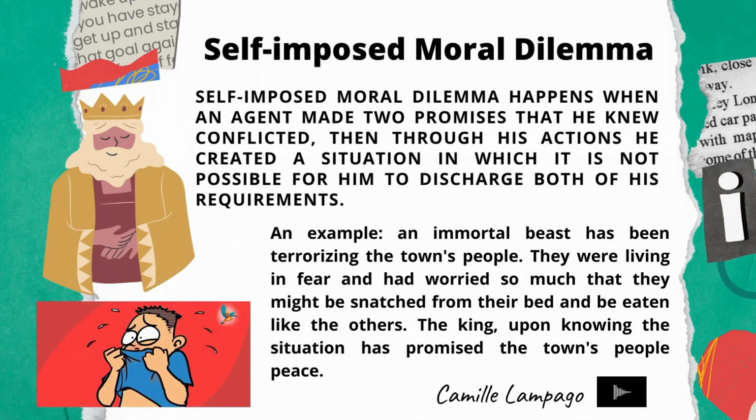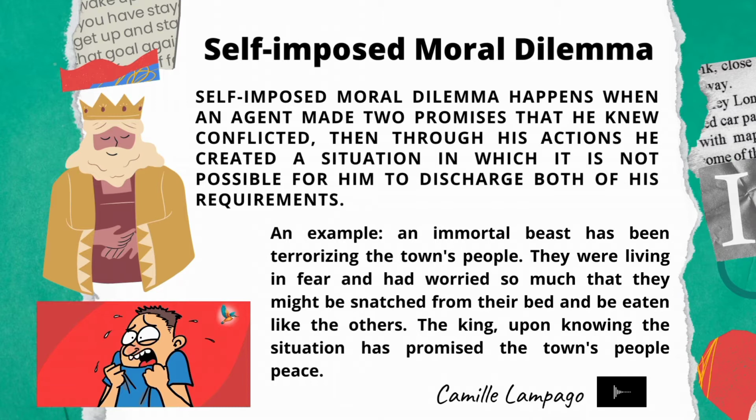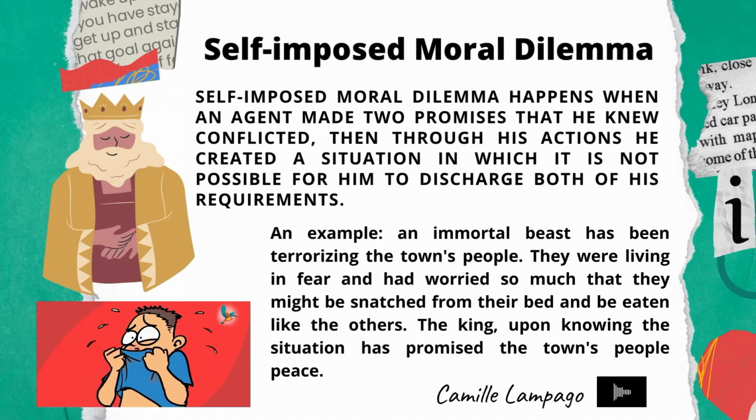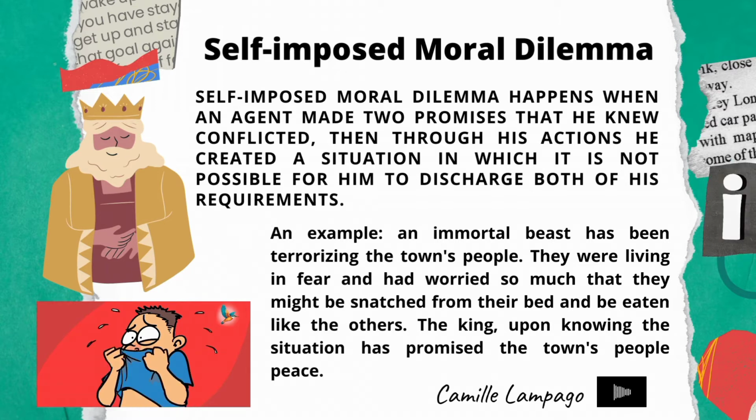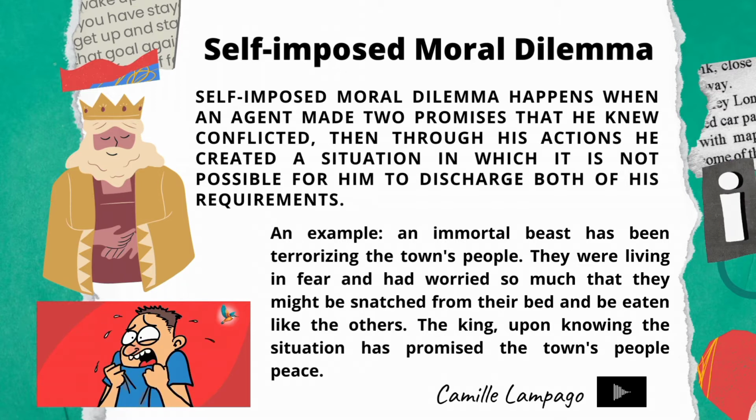A self-imposed moral dilemma happens when an agent makes two promises that he knew conflicted. Then, through his action, he created a situation in which it is not possible for him to discharge both of his requirements. An example: an immortal beast has been terrorizing the townspeople. They were living in fear and worried so much that they might be snatched from their beds and be eaten like the others. The king, upon knowing the situation, has promised the townspeople peace.